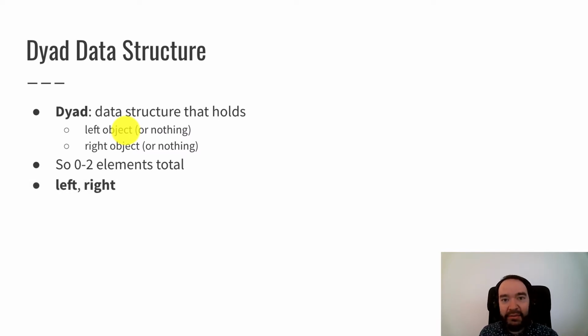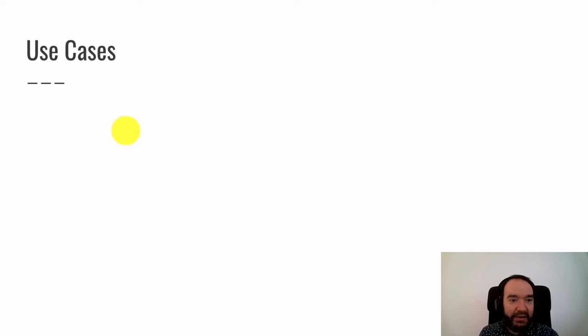This is different from the pair. In the pair, there's the first and the second. In the dyad, we've got left and right. And one other difference from pair is that in the dyad, the left and right elements have to be the same data type. So we're holding 0, 1, or 2 elements, all of the same data type.